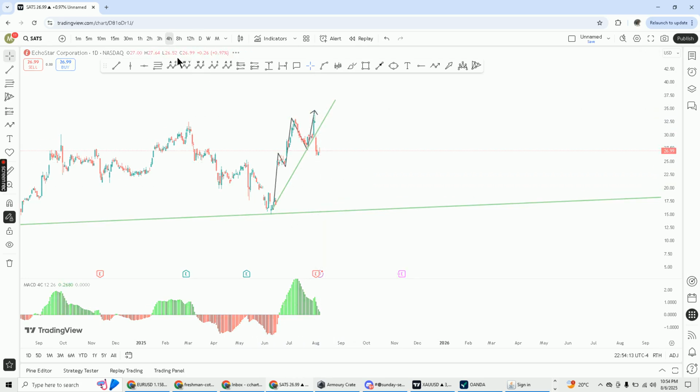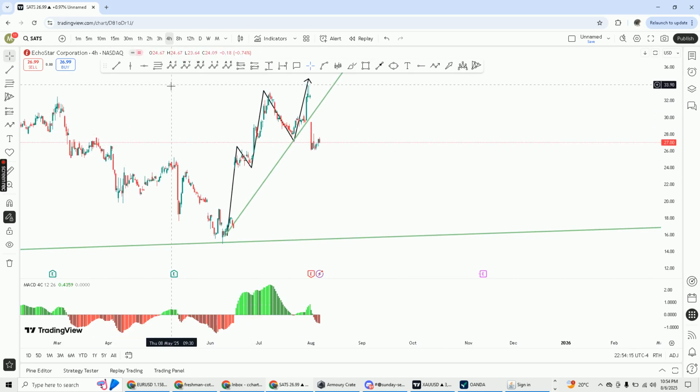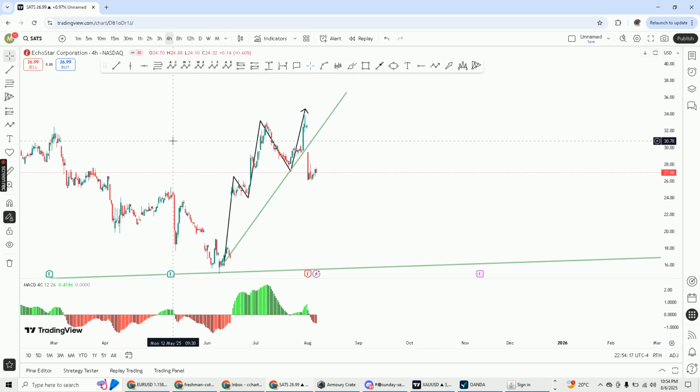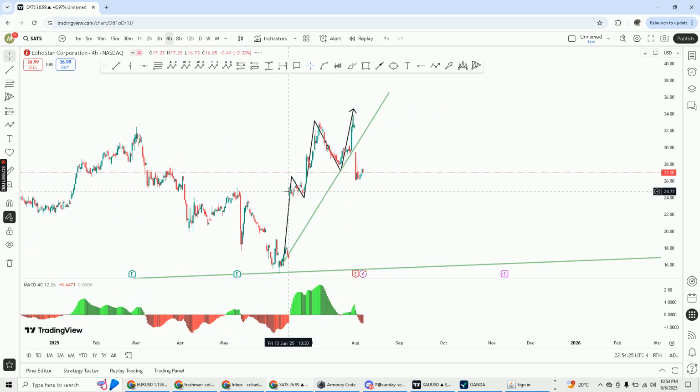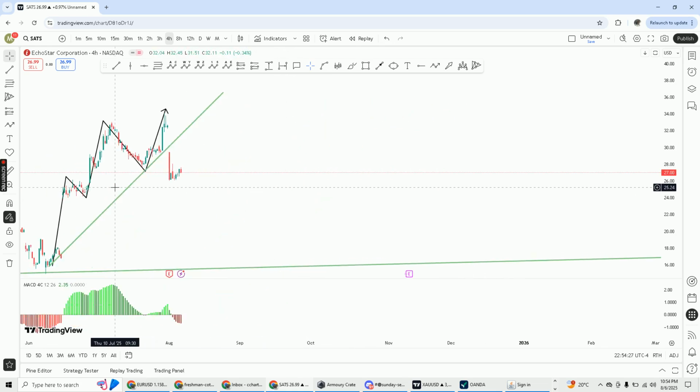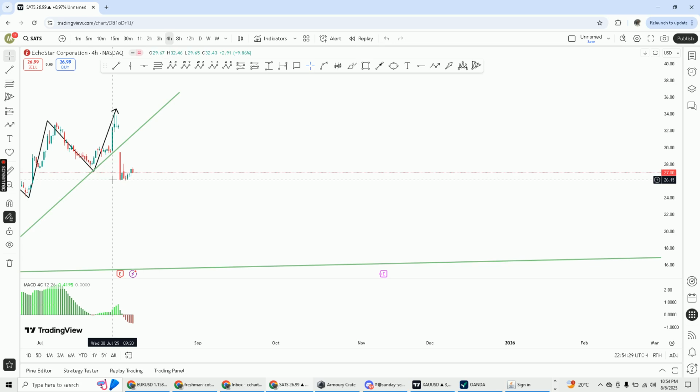And then here we can see that the market dropped from there. So we're going to go down to a 4 hour time frame on EchoStar Corporation. This can be on any instrument, anything. It's the same thing across the board. Once you understand and learn how to draw the trend line, you're good for everything. It doesn't matter if it's crypto, commodities, Forex, stocks, whatever it is.